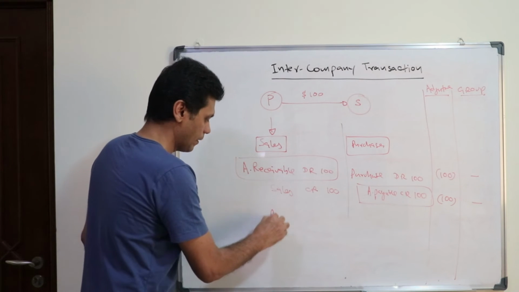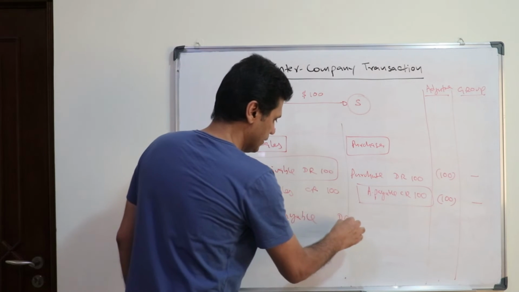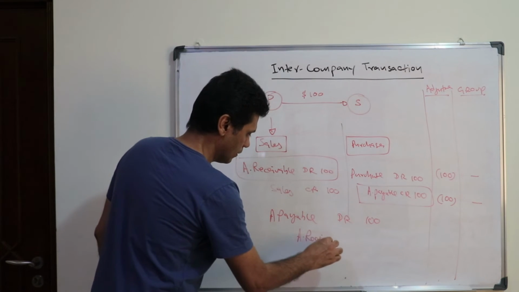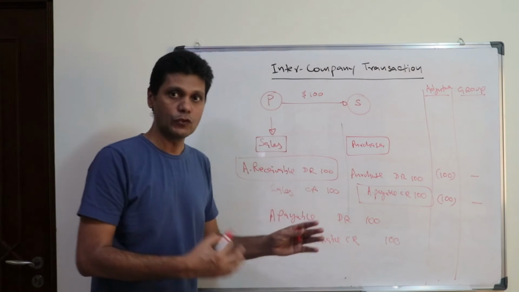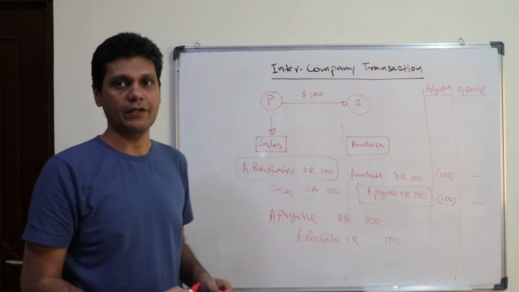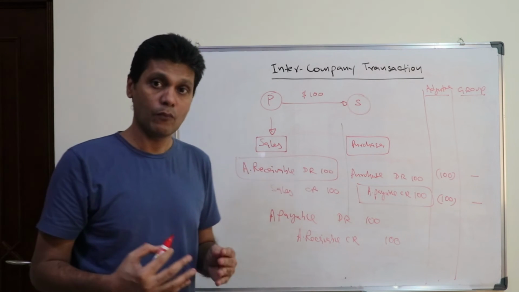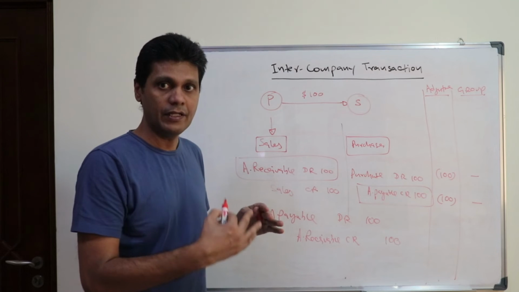So accounts payable will be debited 100 and accounts receivable will be credited 100. Thereby you will eliminate the intercompany transaction so that it will not be recorded in the group financial position. So this is how basically you record the intercompany transaction.